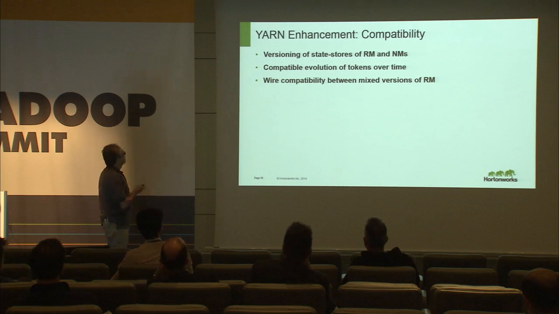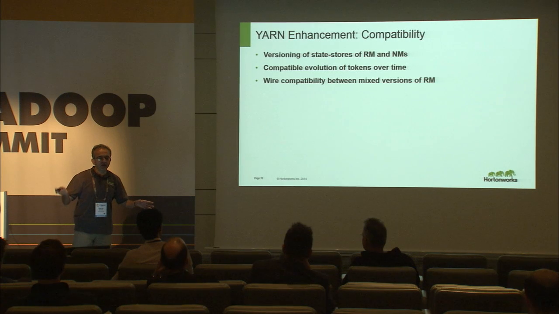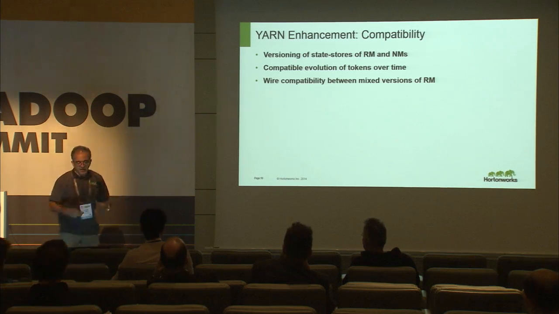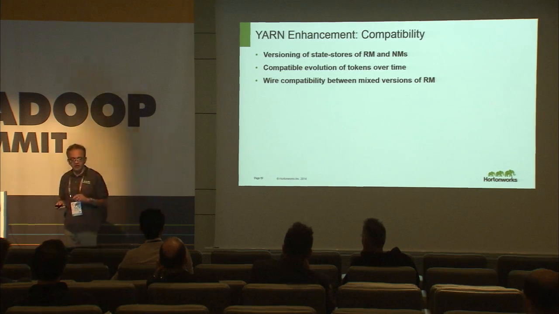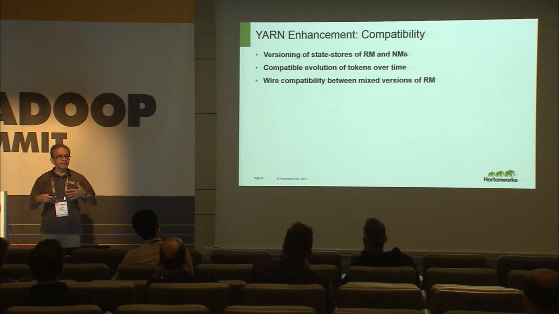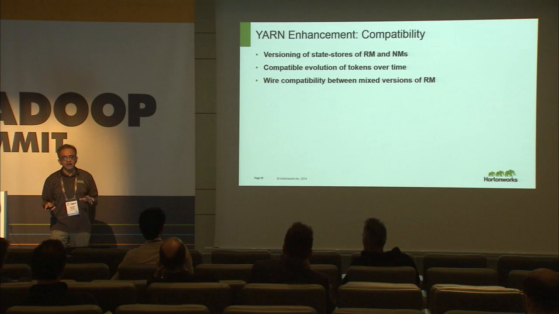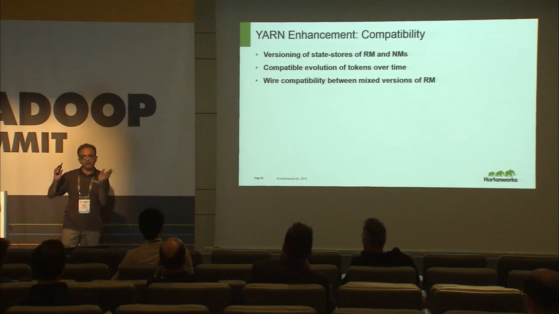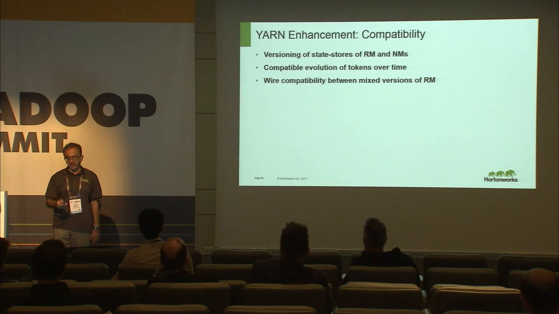Then other things we did was versioning of state stores, to make things much easier to evolve down the future. Evolution of tokens over time. There was a thing that we should have done more correctly early on. We fixed that. And some minor fixes in the internal wire compatibility protocols, not the client side. There were a couple of things that we had missed, luckily. Because remember, you've got some of your slaves old and new, and then you have your RM new. When they talk to each other, you need to make sure you're fully compatible, okay?